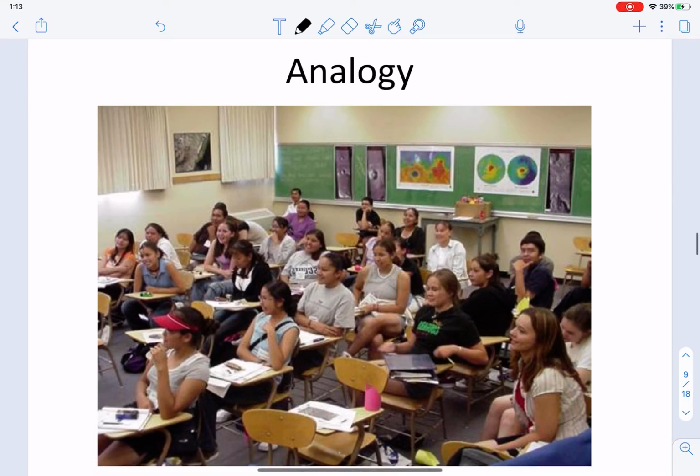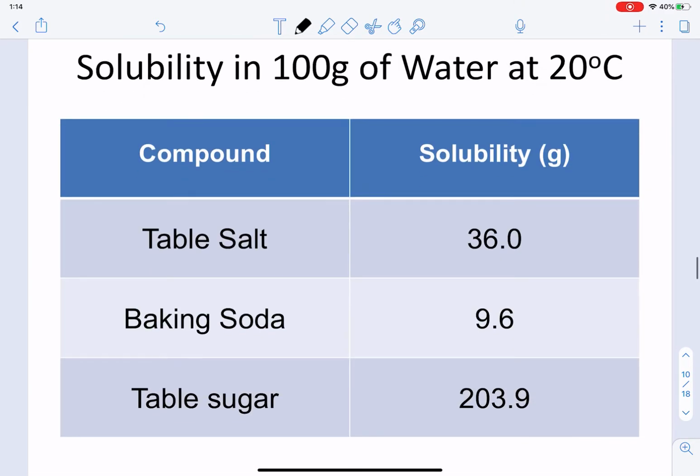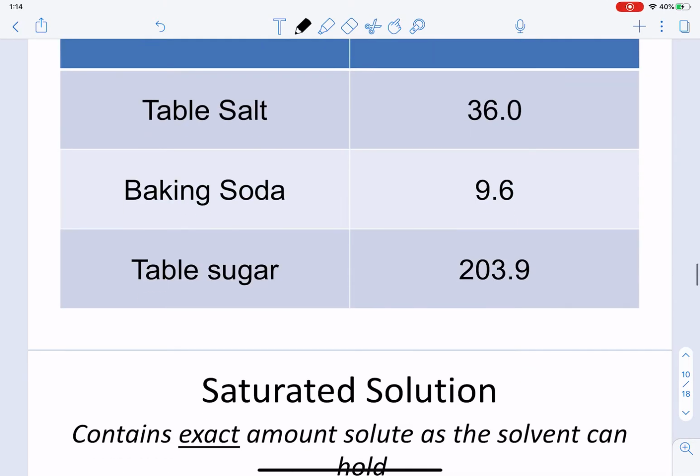In a classroom, we have a certain amount of desks. Our desks are going to be like our solvent. Maybe we have 28 desks. That means we have room for 28 students, which in our analogy will be our solute. So, at most, we can have 28 students. Can we have less than that? Certainly. But can we have more than that? Well, for our analogy, we'll take a look to see. We'll come back to this table in a second once we talk about some of these terms.